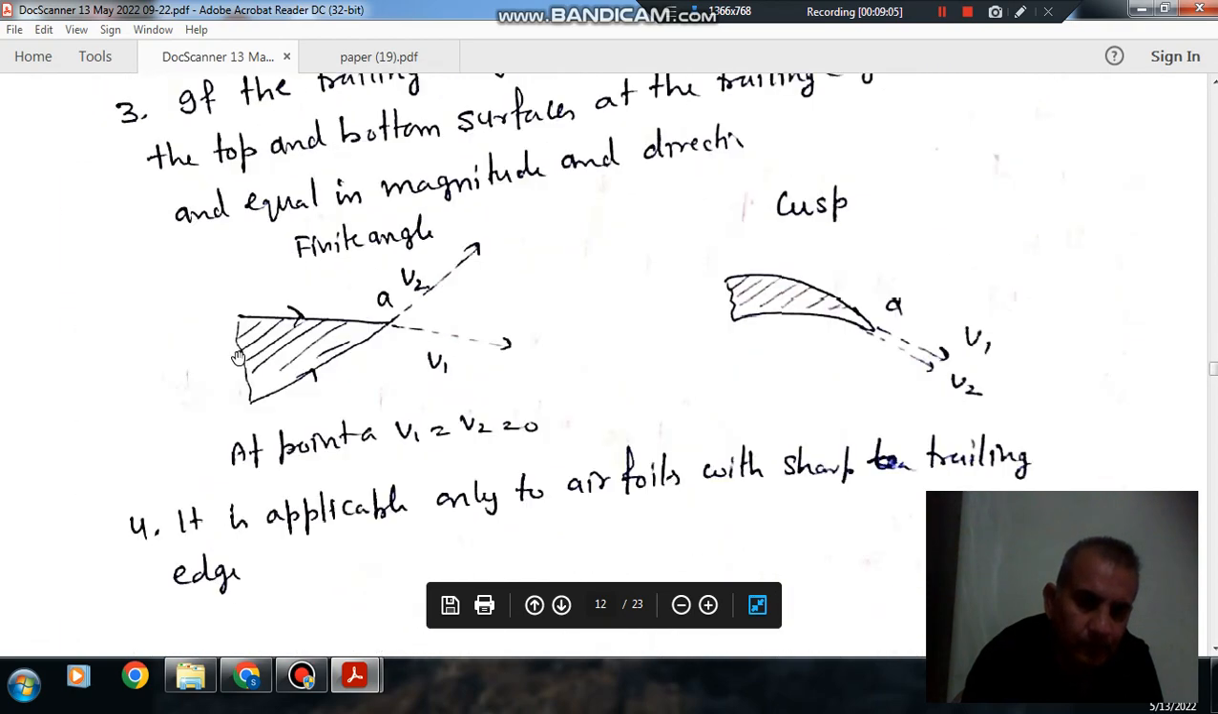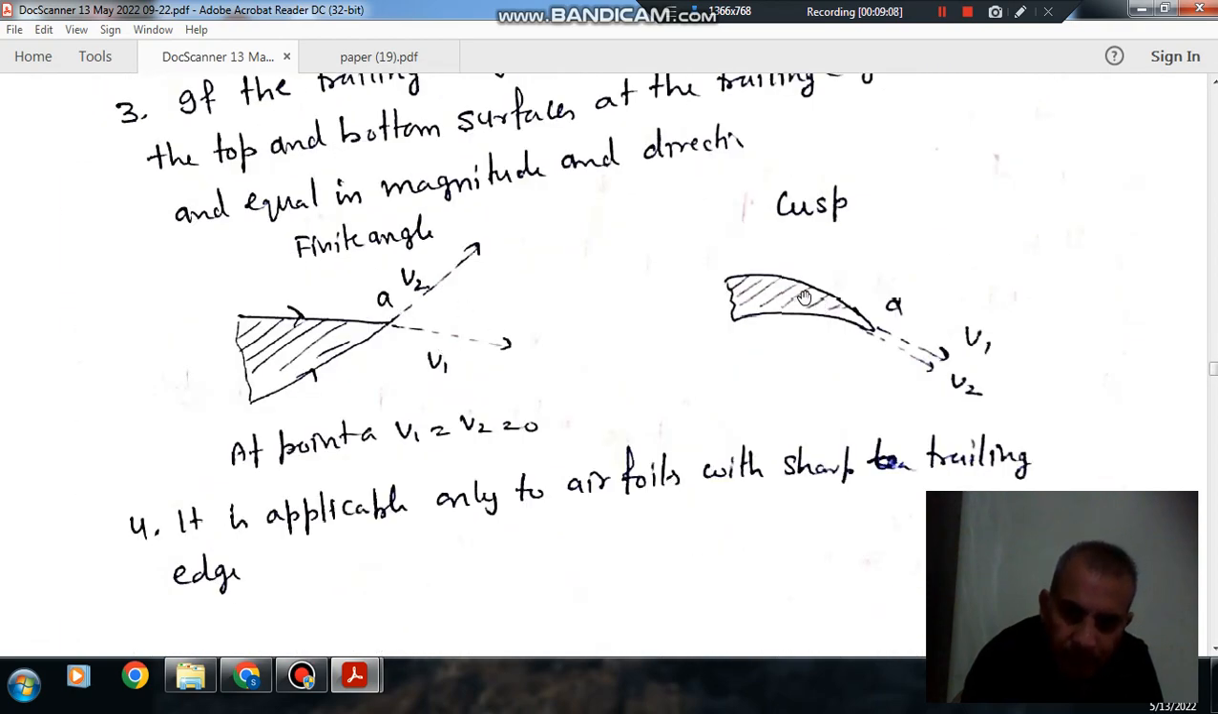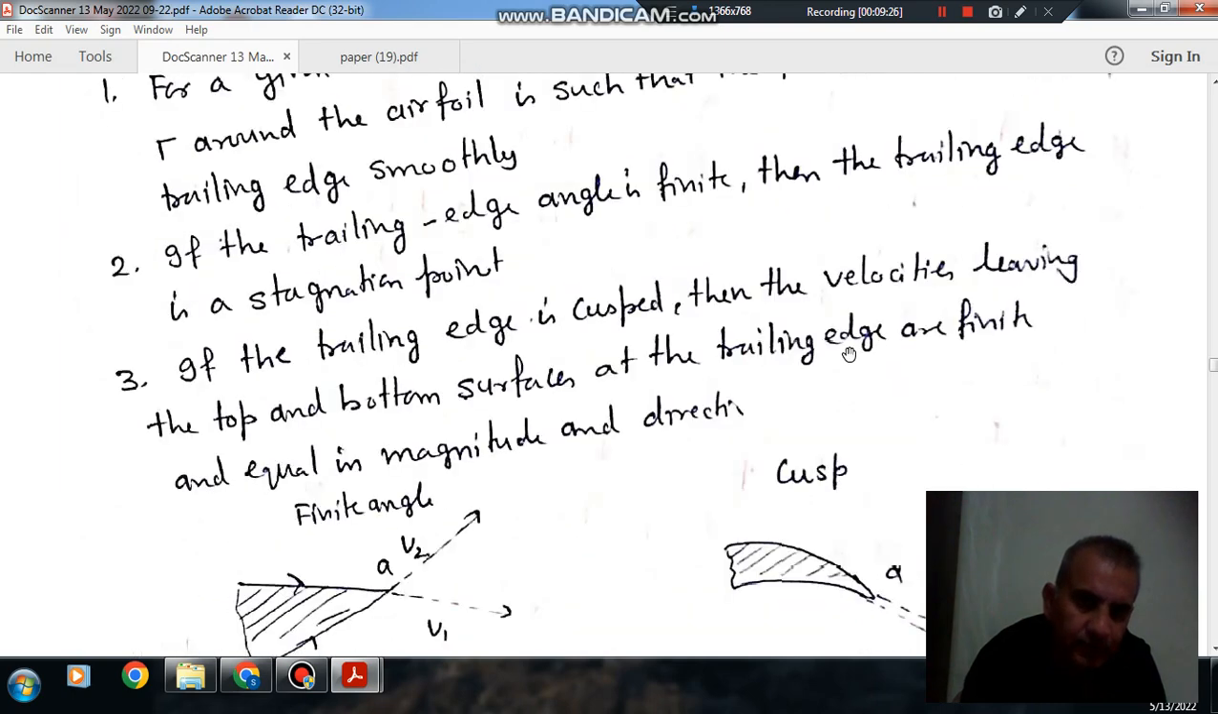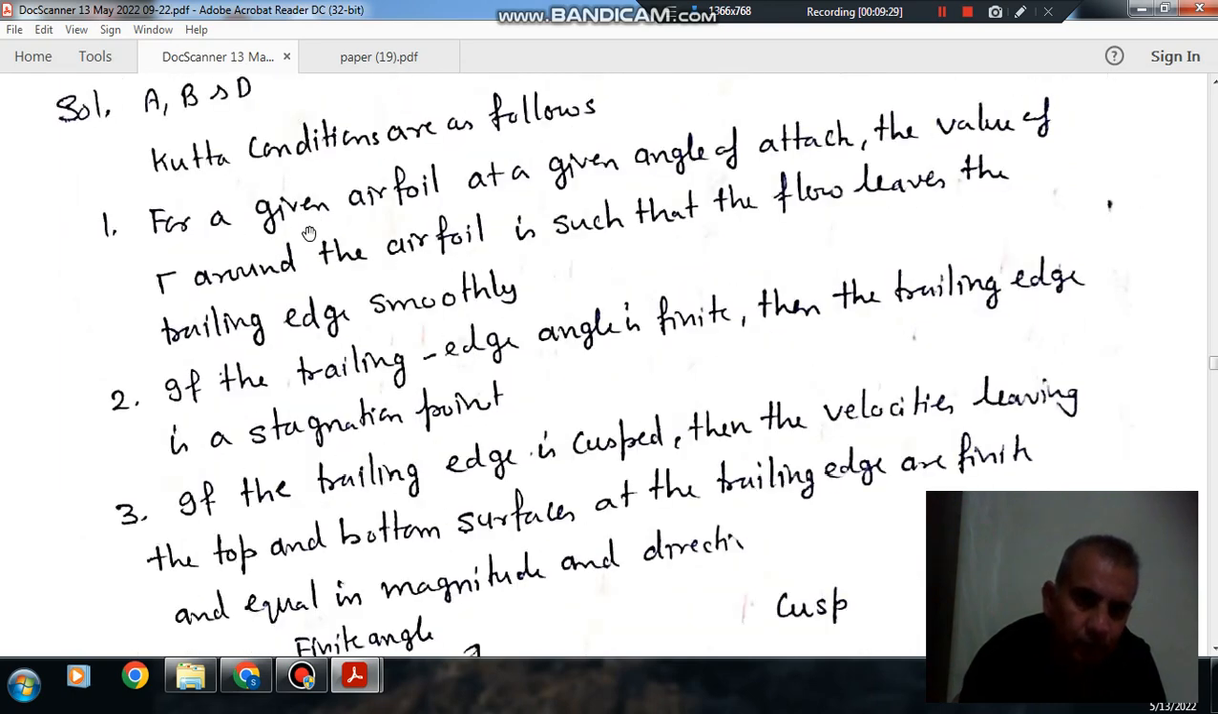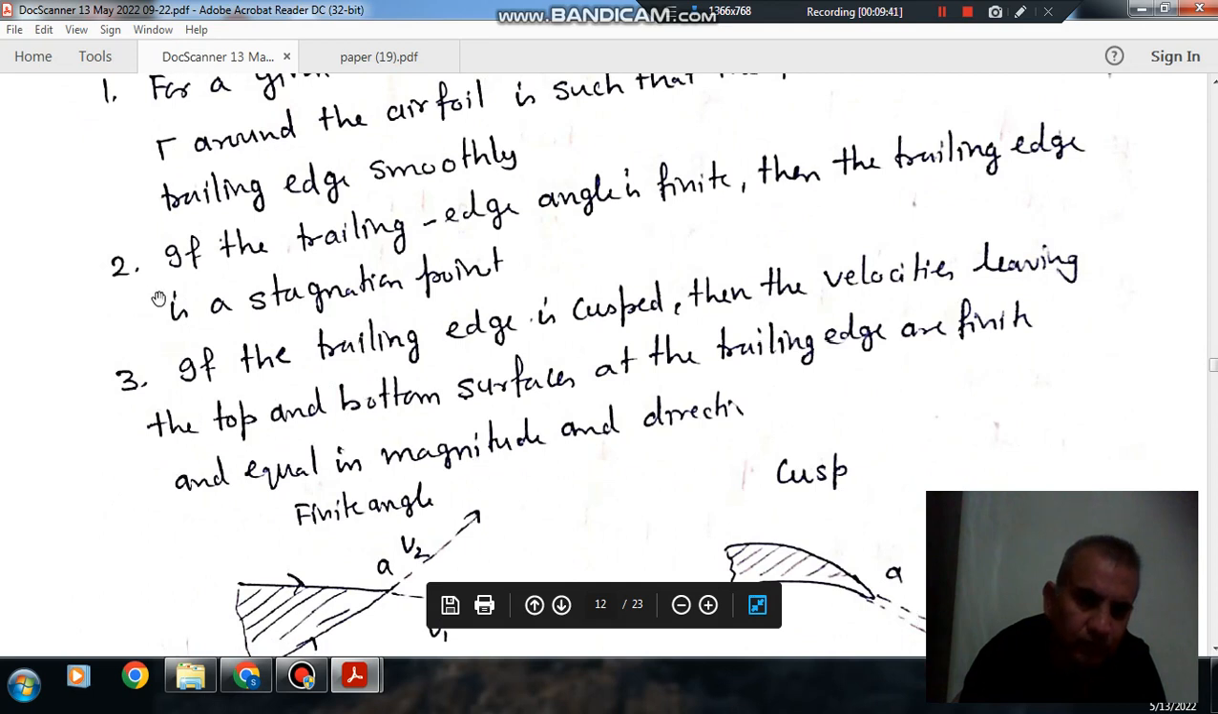This is your thin airfoil, and here we can see that this is a cusp type because both curves are meeting at the same point. This is your finite angle type. So at the trailing edge, the stagnation point occurs when there is a finite angle, and in the cusp type, the stagnation point doesn't occur, and the flow leaves the trailing edge smoothly. And the third point is, for a given airfoil at a given angle of attack, the value of circulation around the airfoil is such that the flow leaves the trailing edge smoothly.